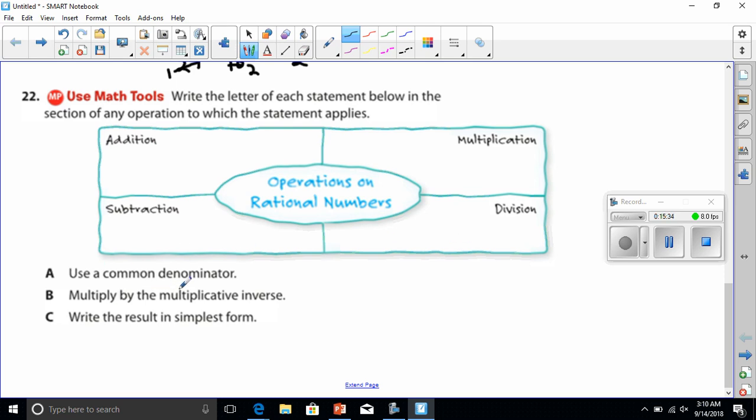When you multiply by the multiplicative inverse, remember that's the opposite, which one would you use? And when you write the result in simplest form, okay, which operation of rational numbers would you use? All right, go ahead and work those out, and I will go ahead and get with you in class.